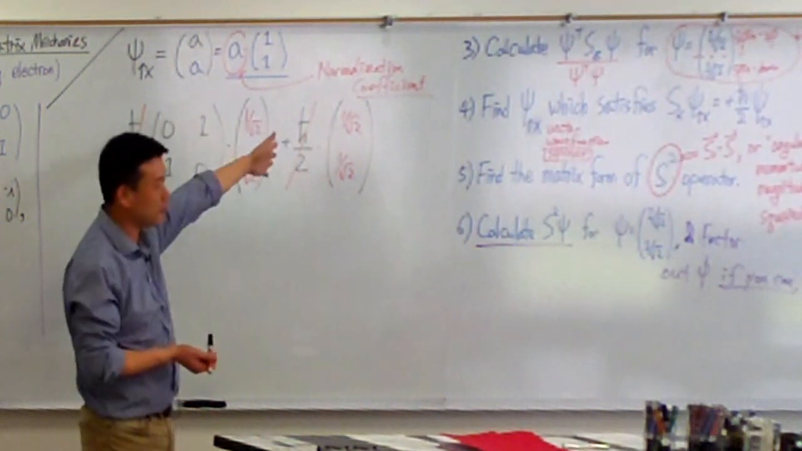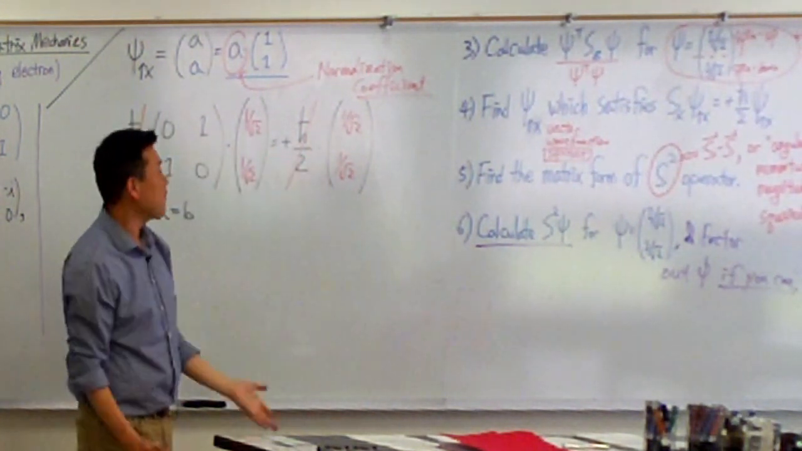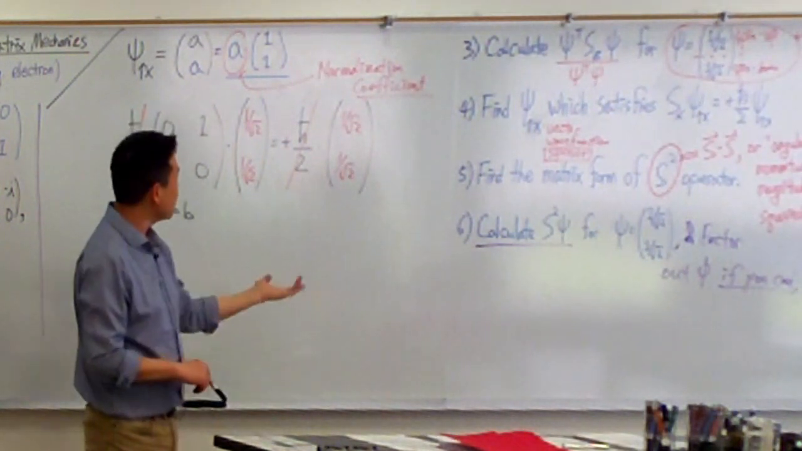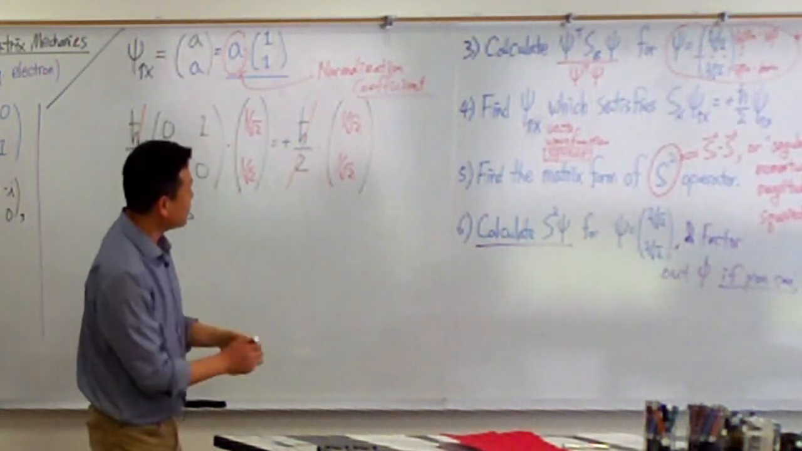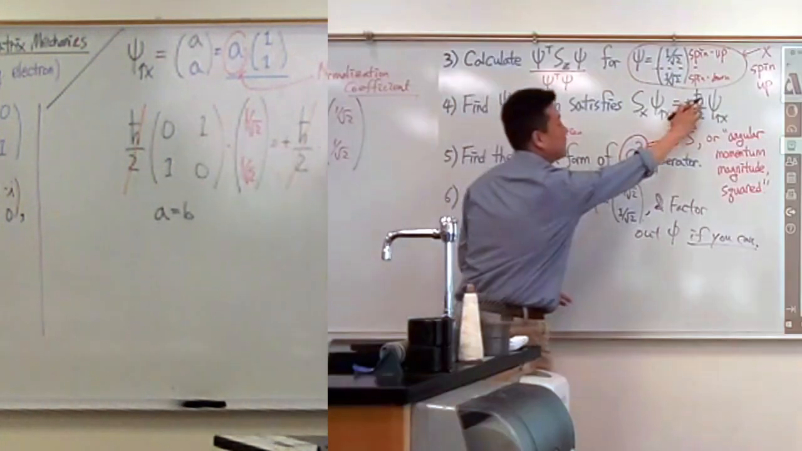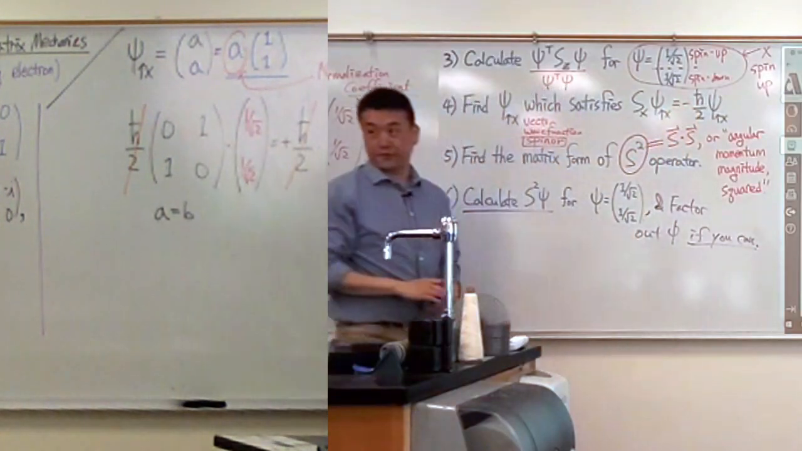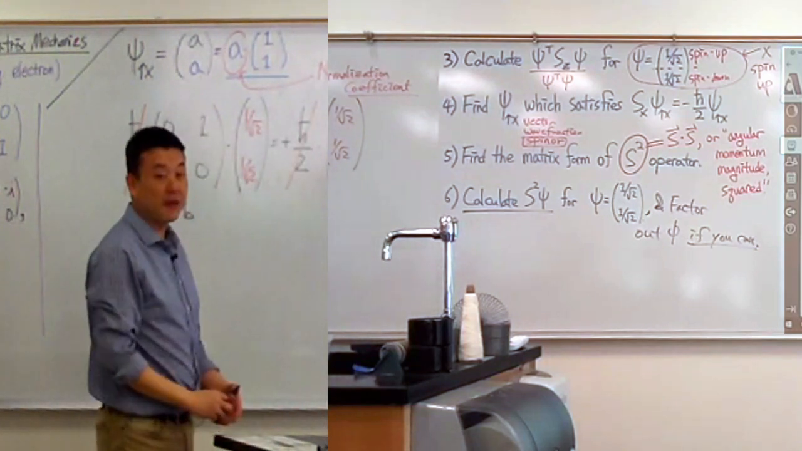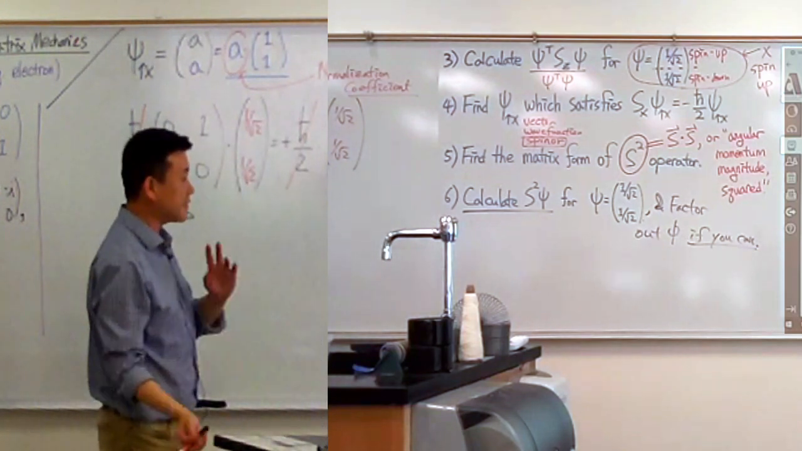And I gave you only one question because we have limited time in lab. But if you want to do more exercises for your own benefit, you could find one that satisfies minus h bar over 2. What would it look like if you're looking to find the x spin down state?